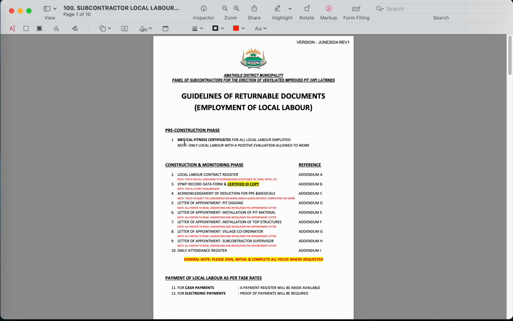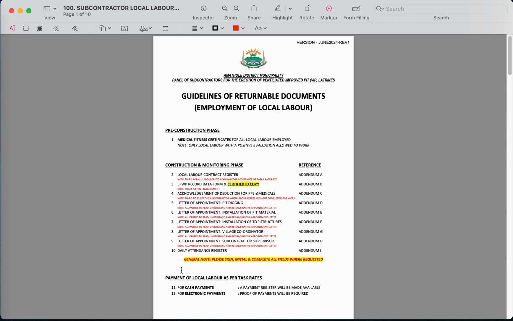Underneath pre-construction phase, we'll have construction and monitoring phase. So this document has all these papers that you will see from page 2 going onwards. From page 2 we'll have local labor contract register, which is addendum A. Page 3 will have EPWP record data form, which we'll talk about. Addendum B, acknowledgement of deduction for PPE and medicals. Addendum C, letter of appointment pit digging. Addendum D, letter of appointment installation of pit material. Addendum E, letter of appointment installation of top structure. Addendum F, letter of appointment village coordinator. Addendum G, letter of appointment subcontractor supervisor. Addendum H, daily register, which is the last page, which will be addendum I.